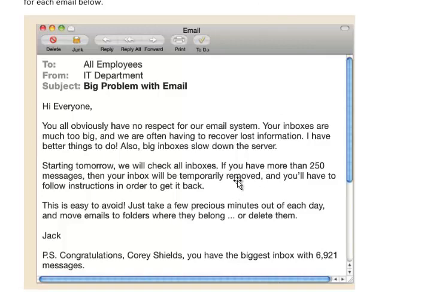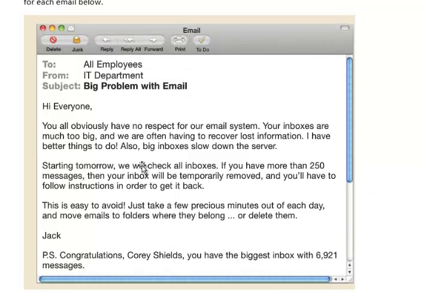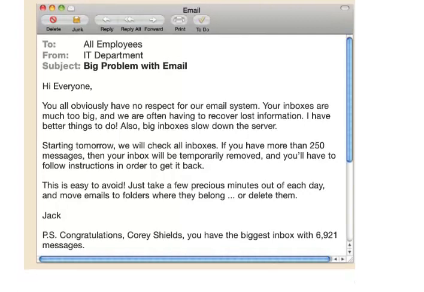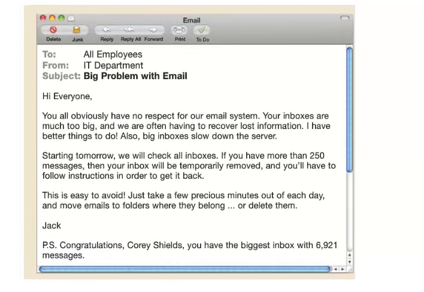And then he writes a memo to the entire office, to the entire IT department, and takes a moment to take a swipe at Corey Shields, who has the biggest inbox with 6,921 messages. We discussed a lot of principles previously in terms of who to send the emails to, who to include in a memo, positivity, specificness, and these emails kind of violate all of them. This is not meant to be that hard in terms of figuring out what was wrong.